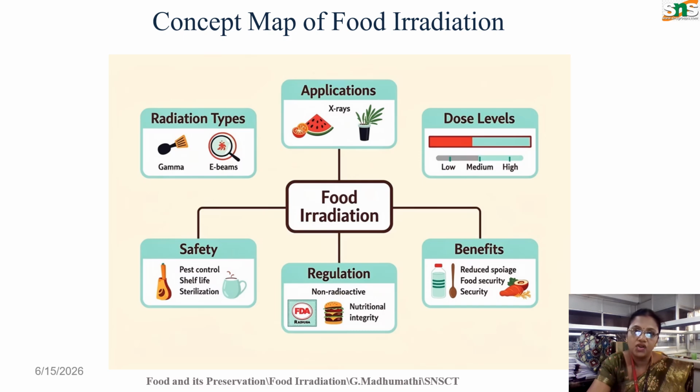So this is the overall concept map of food irradiation, how it is carried out. First, we have to look into the benefits and the safety, then the dosage levels and the types of radiation methods that can be introduced, how it is applied, and how it relates to the safety of the food. This is the overall concept map.